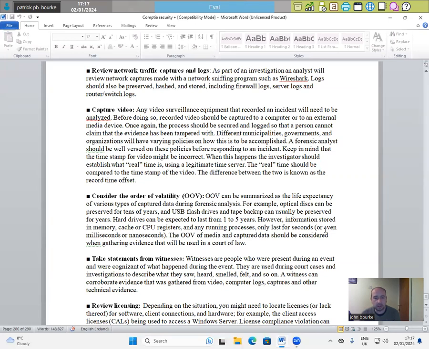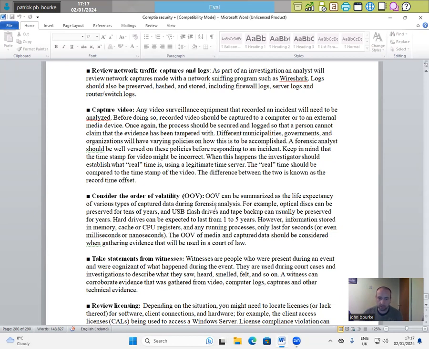Keep in mind that the timestamp for video might be incorrect. When this happens, the investigator should establish what real time is using a legitimate time server. The real time should be compared to the timestamp of the video. The difference between the two is known as the record time offset. Consider the order of volatility, OOV.